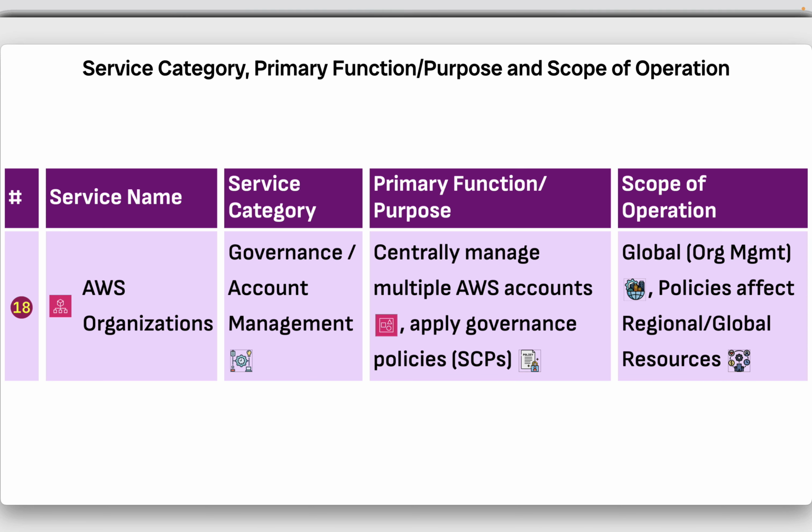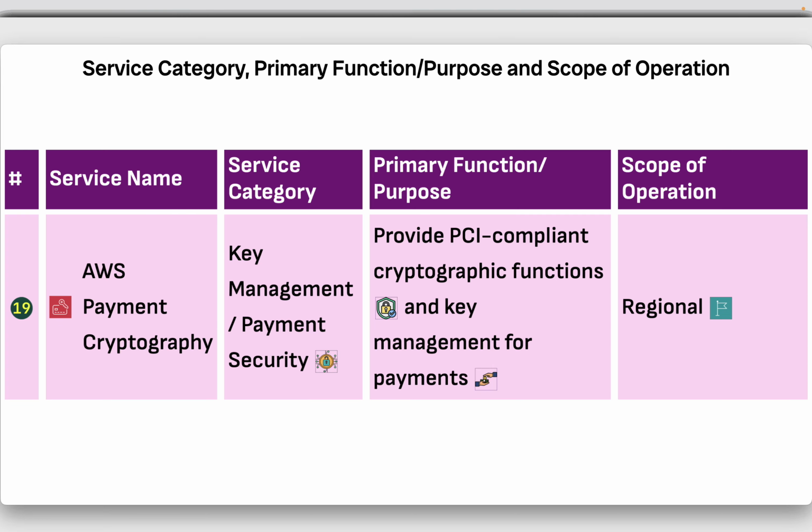Next, service AWS Payment Cryptography. Service category is key management and payment security. Primary function and purpose is to provide PCI compliant cryptography functions and key management for payments. Scope is regional, and PCI stands for Payment Card Industry.